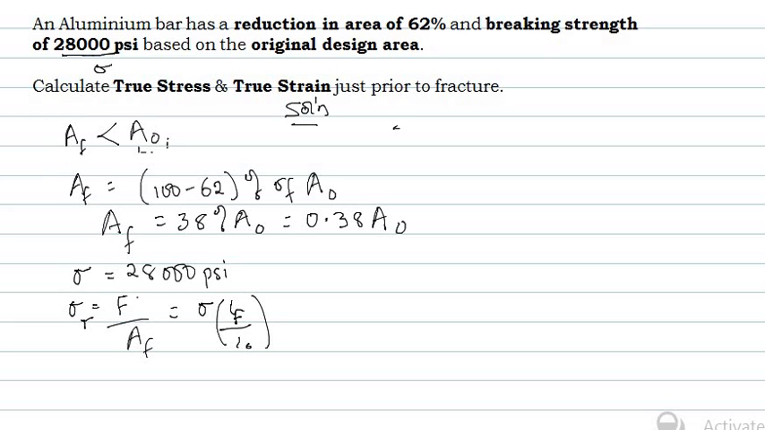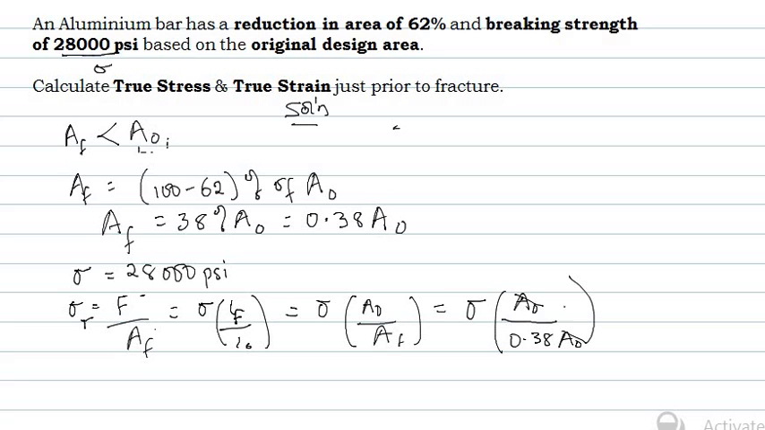But here we're not given the force, we're not given the final area, we're not given LF over LO, we're not given LF, we're not given LO. But what we know is that we can get AO over AF. How? By putting AF in terms of AO. Our AO will remain the same, while our AF will be 0.38 AO. So this AO will cancel this AO, leaving us with 1 over 0.38, right?